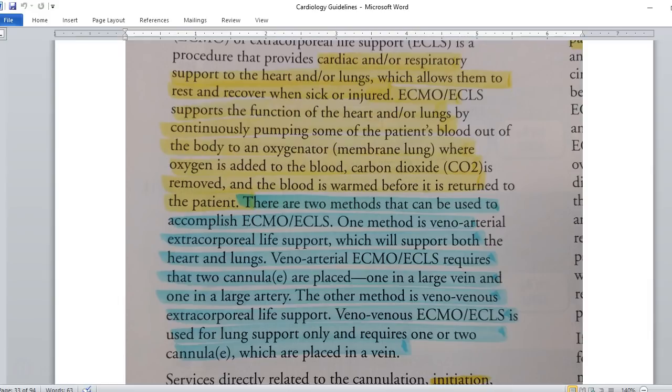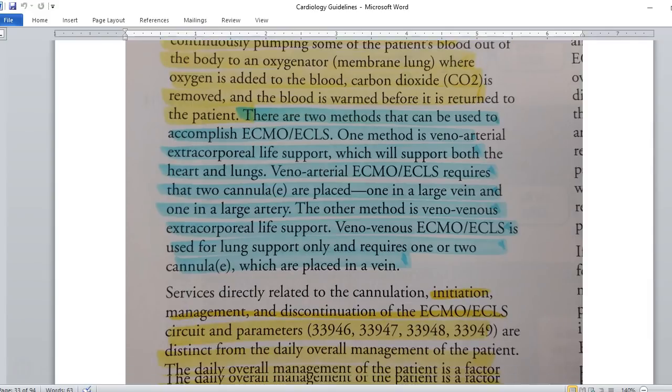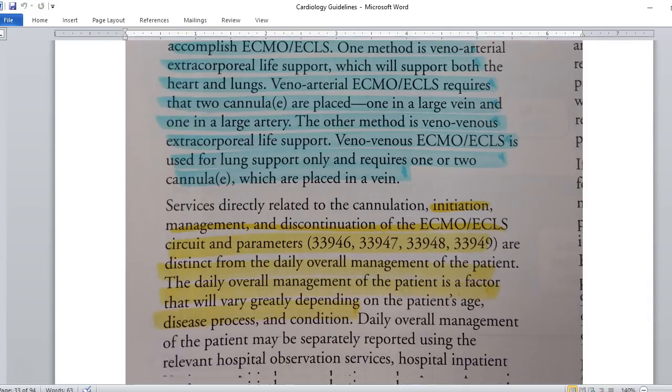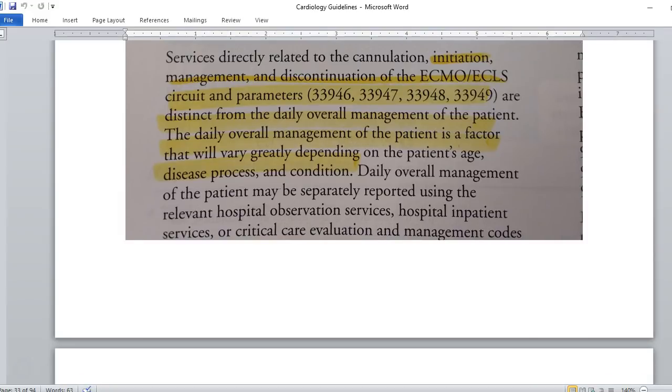So these are done for a large variety of circumstances, but they are done in specialty areas. So again, you may never ever deal with ECMO, or you may deal with it all the time, depending on where you end up working.